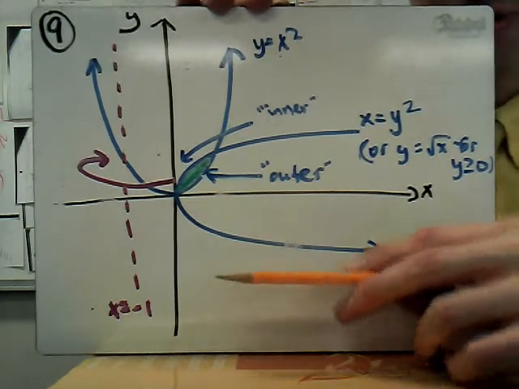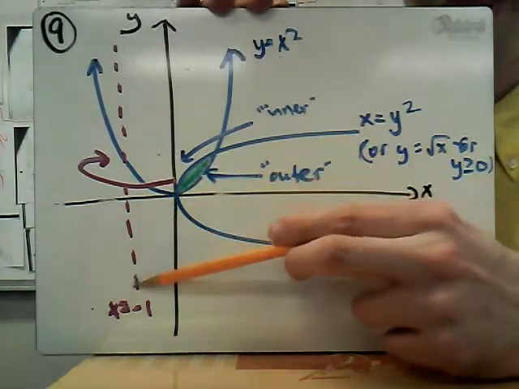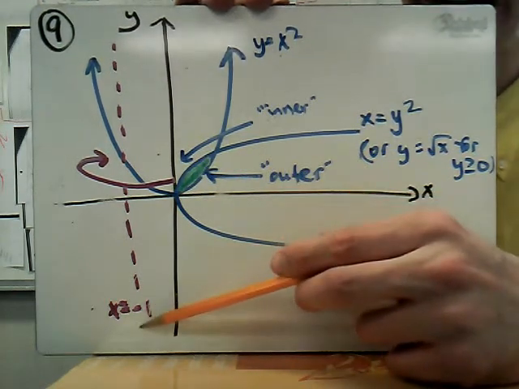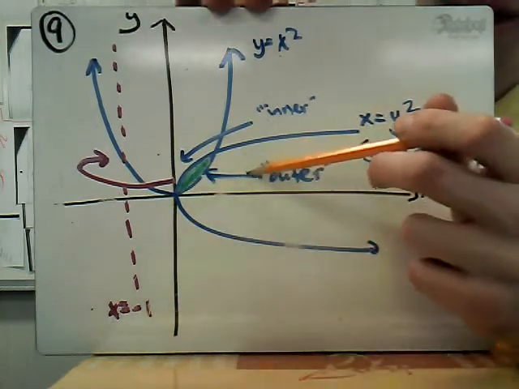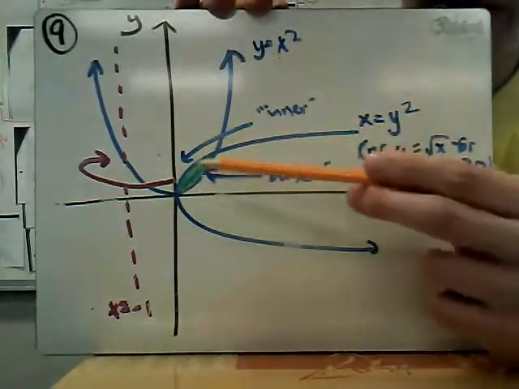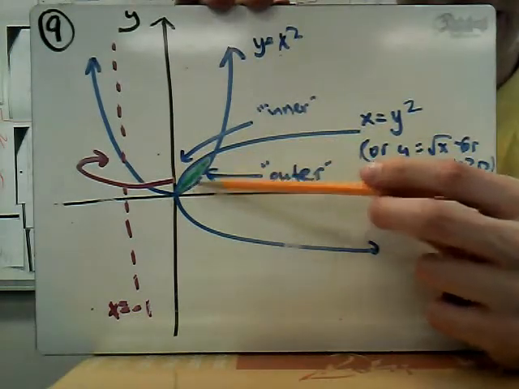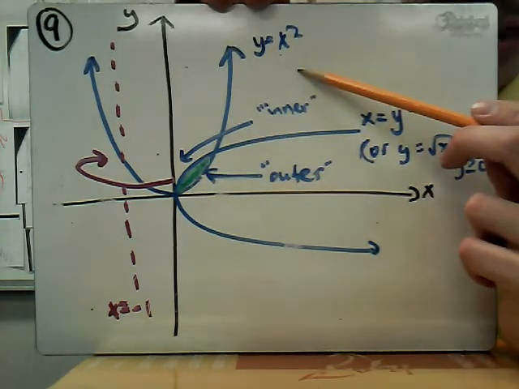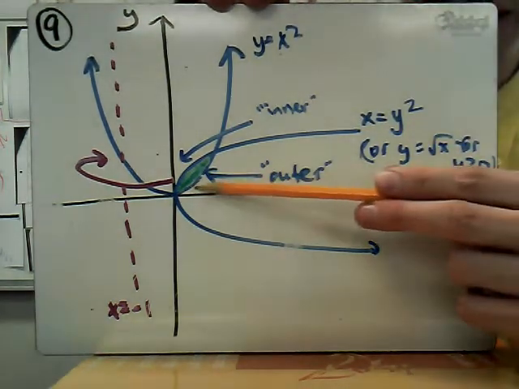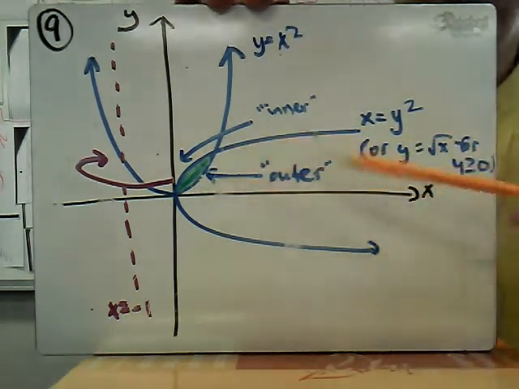Problem number 9 offers our first opportunity to rotate around a vertical line, which you see whenever you see x is equal to something. In this case, we've got x is equal to -1. So our rotation actually involves rotating in a vertical direction. We've got this green area that is formed by the intersection of y is equal to x squared and x is equal to y squared, the intersection of these two parabolas.